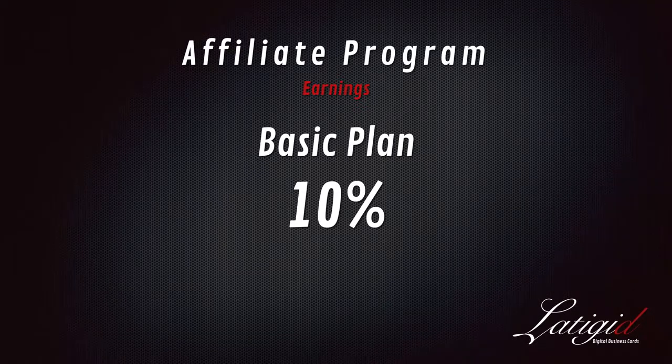Now, with the basic plan, you make 10% commission on everything that you sell. What that means is there are 4 different ways of earning commission. First of all, there's the sale of a digital business card. Any sale that you do, you get 10% of that sale. Now, for the digital business cards, there are 3 different plans for people to buy. So whatever plan they choose, you get the 10% of that sale.